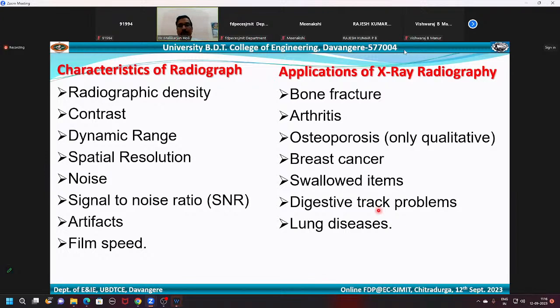drinking or consuming of food, and also certain lung diseases, such as asthma at the early stages, can be diagnosed using X-ray. So this is the first and foremost imaging modality that came into medicine. Next, the limitations of X-ray.